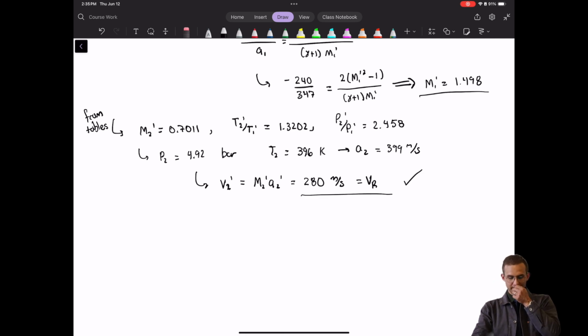Okay, so that's a little bit of a clever construction, but hopefully if you get comfortable enough with these relations, you can come up with that setup to get at the reflected shock velocity. Okay, so yeah, a little bit of an involved example, but not too bad.